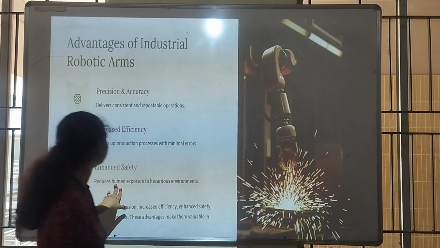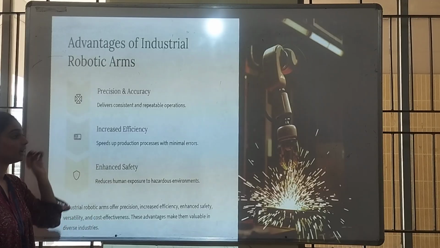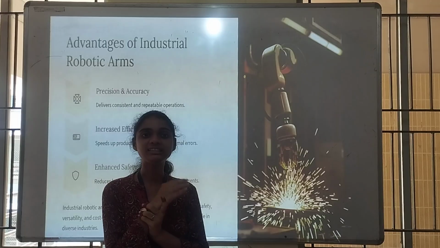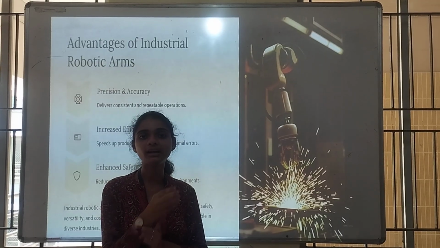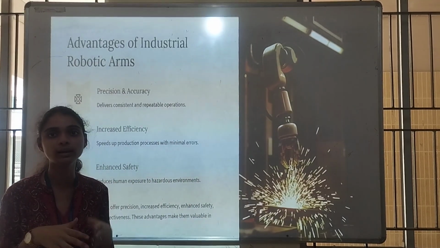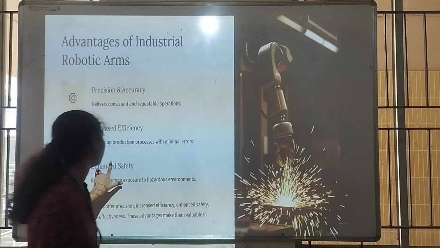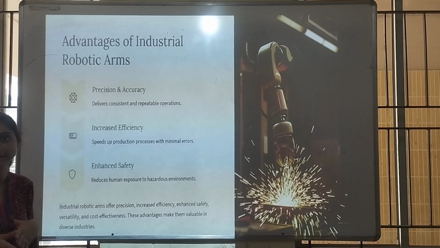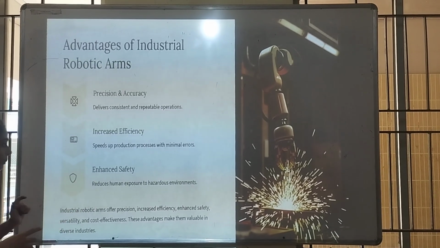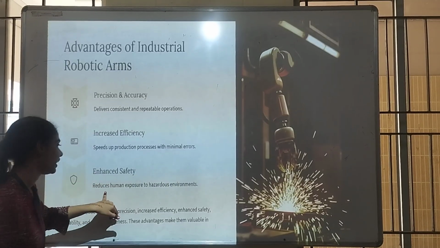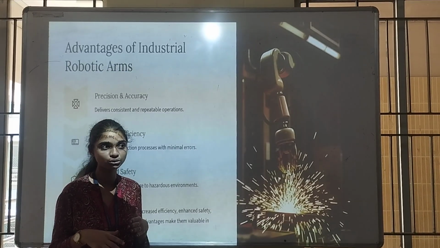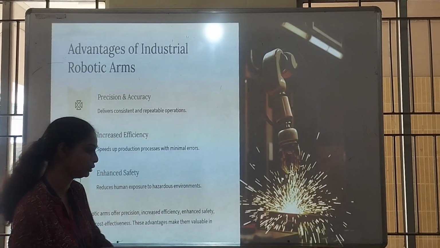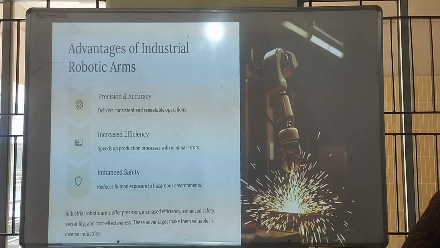Advantages of robotic arms: precision and accuracy. It has precision and accuracy, which doesn't need manual or semi-automated work, and increased efficiency. Speed, it has more speed, like 50 RPM. So it enhances safety and reduces human exposure to hazardous environments. The robotic arms are useful for it.